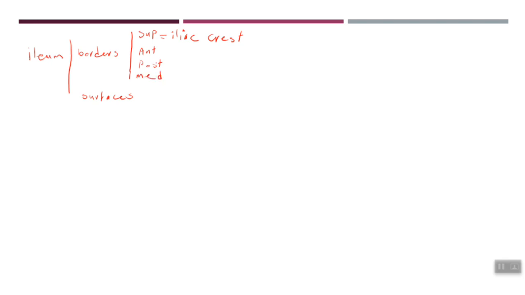We say that the ilium has four borders and two surfaces. The lateral surface, which some texts call gluteal because the gluteal muscles attach to this surface, and the medial surface. The medial surface is divided into two parts: the iliac fossa and the sacroiliac surface.